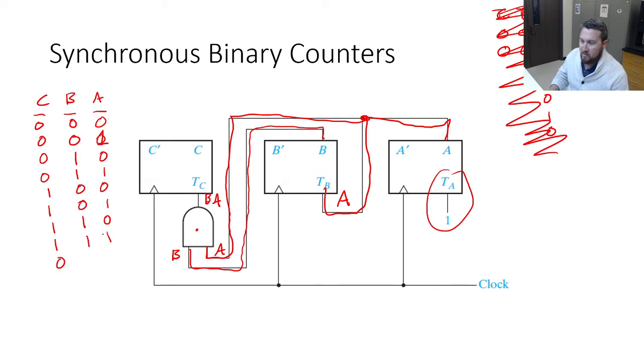Here we had B equals 1 and A equals 1, which means A needs to toggle, and A is always going to toggle, so it goes back to 0. So here we can see, if we trace that behavior through the circuit, that we start at 0, we count 1, 2, 3, 4, 5, 6, 7, and then go back to 0. So are there any questions about that behavior?